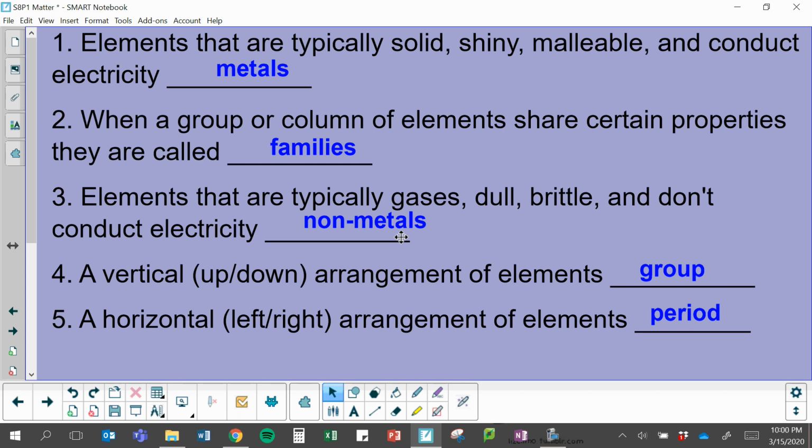Then we have things that are non-metals. These are basically the opposites of metals, so they're most likely gases, dull, brittle, which means they can fall apart easily and crumble, and they don't conduct electricity. Then we have our vertical up and down groups on the periodic table, and horizontal left and right periods. And so our families, again, the properties are going to go along with the group. So everything in a column going up and down are going to be similar characteristics.